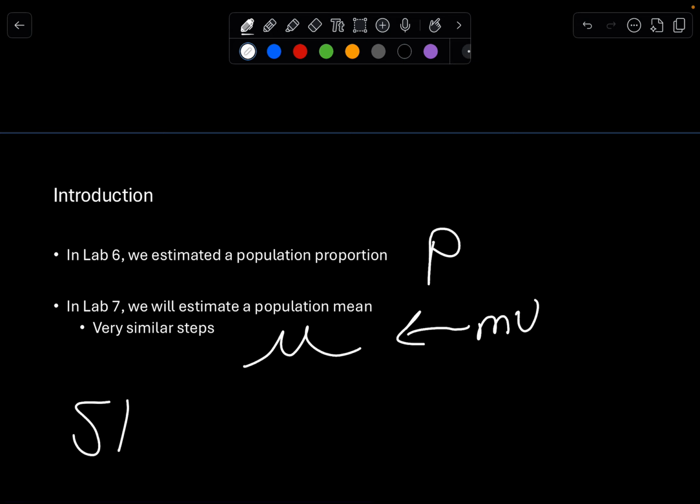You will need StatCrunch. In this lab, especially when you get to the hypothesis test, you will need StatCrunch. Okay, so the same concept, we're estimating an unknown value, an unknown population parameter, but just a different parameter. So there's some differences here once we get to the steps.